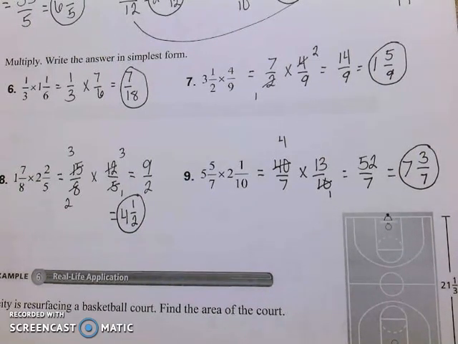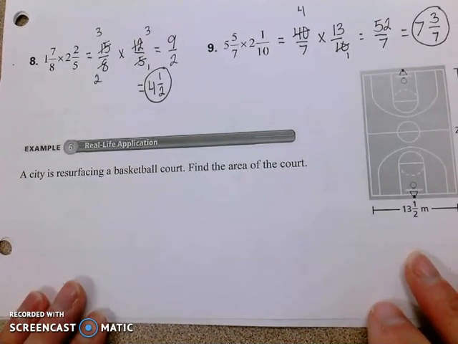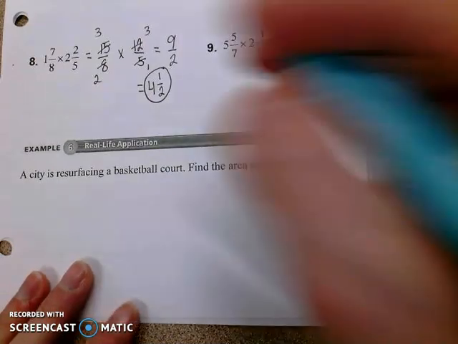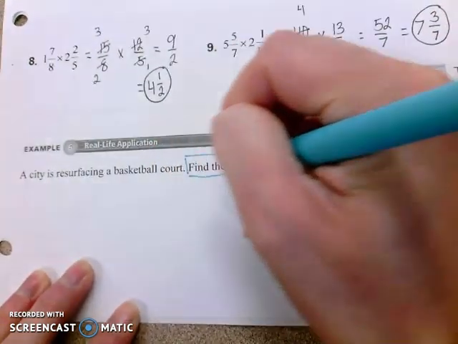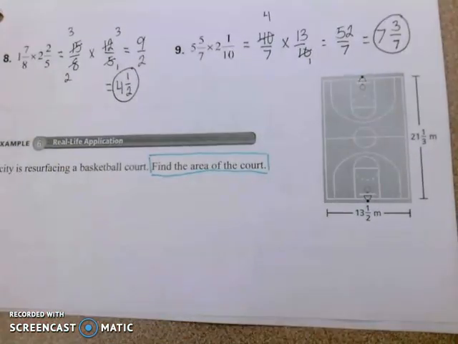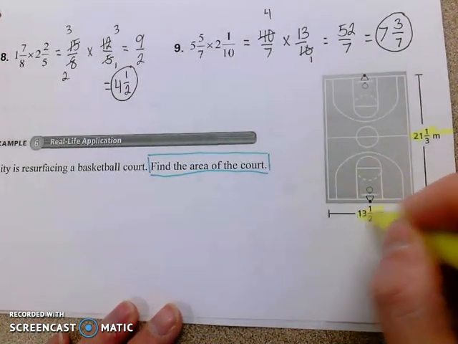Okay, and then last problem here, we're going to look at this in a word problem. So in the example at the bottom here, we have a city that's resurfacing a basketball court. So what we have to do is find the area of the court so they know how much area to resurface. So we can see here that this court is 21 1/3 meters by 13 1/2 meters.